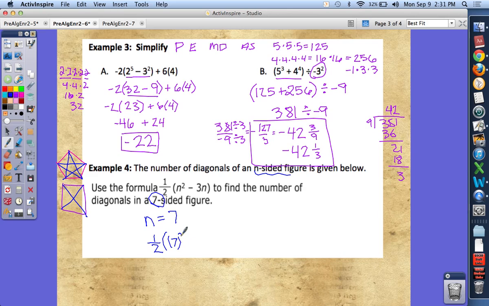Anytime you substitute, I like to use parentheses. I just like to be in that habit now. Go ahead and simplify then. Where would you start? Hopefully you're telling me you got 7 squared, which is 49. And then minus 3 times 7, which is 21. 49 minus 21 is 28. And 1/2 of 28 is 14. So you would have 14 diagonals.